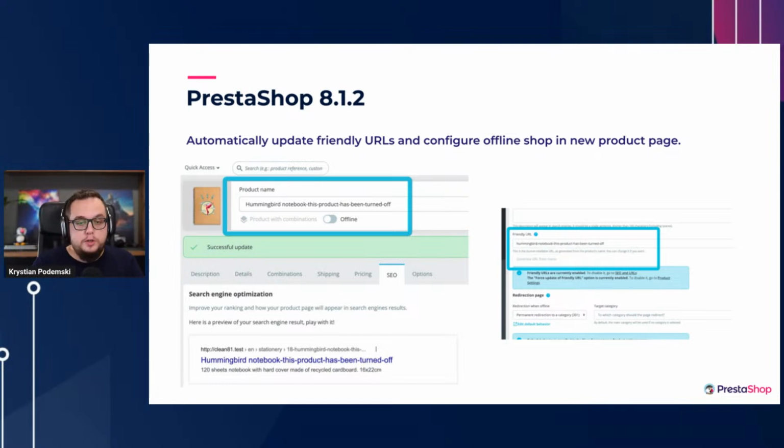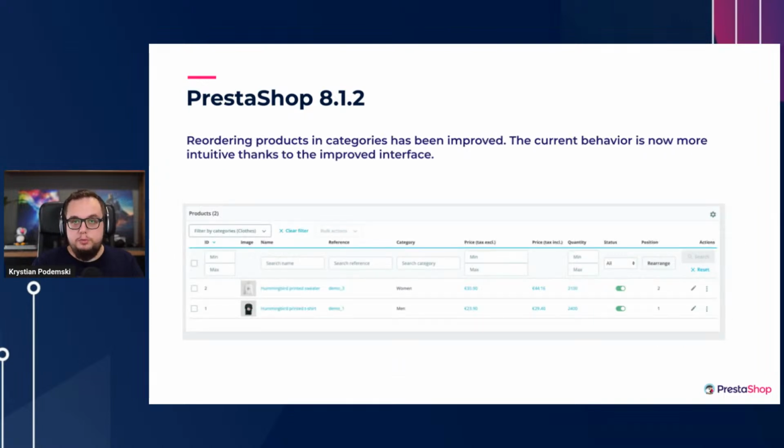So let us know what you think about this change. I do believe it's a better behavior than it was before. You have more control over when the friendly URL will be updated, and that could help you with not messing up the friendly URL if the product is online, which could lead to some unexpected errors. But that's not all when it comes to 8.1.2.